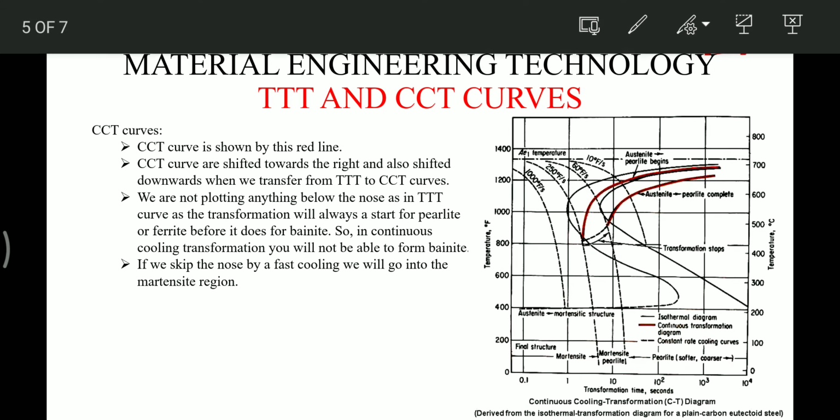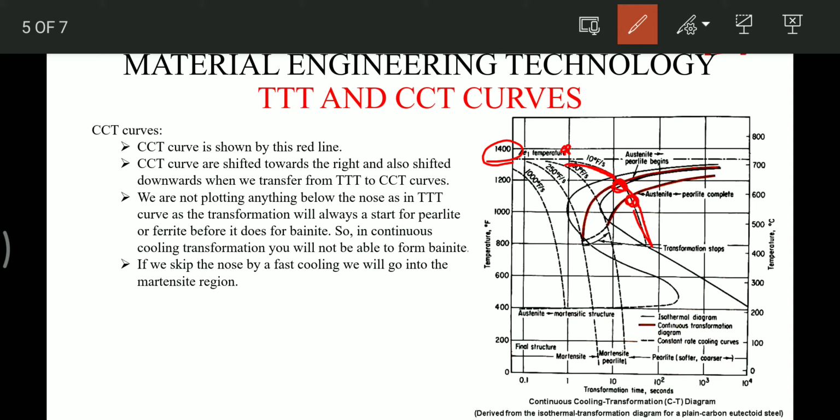Now let's see what all CCT curves are. CCT curves are basically continuous cooling curves. If we see this curve, we are cooling austenite from, suppose, 1400, and we are cooling it continuously. So there will be a start point and there will be an end point.